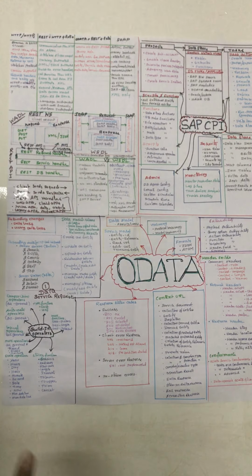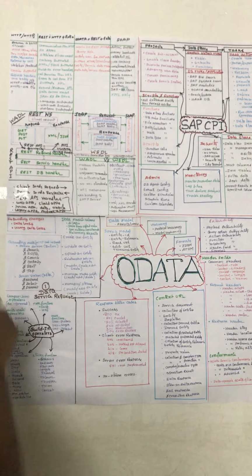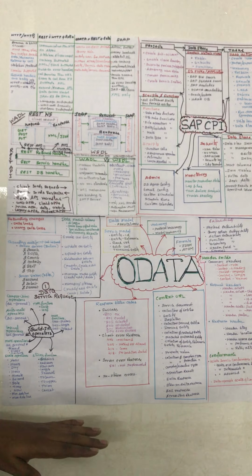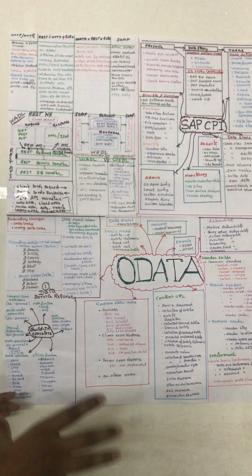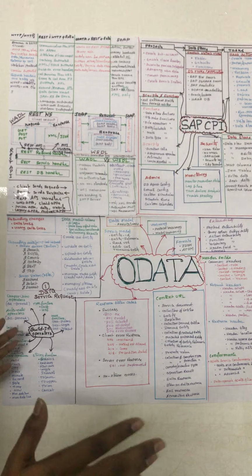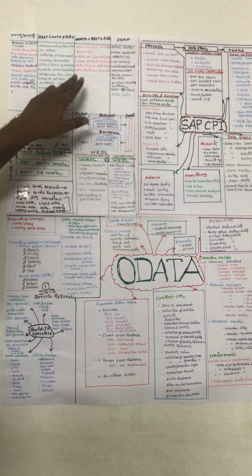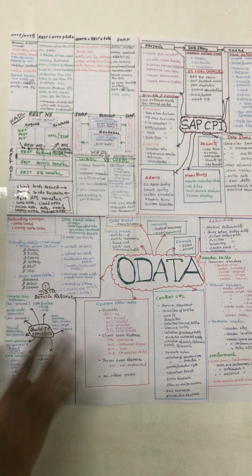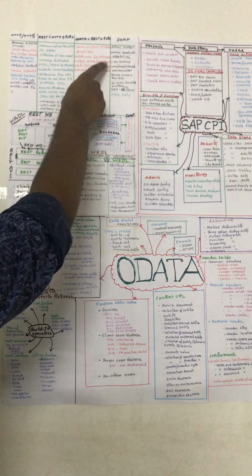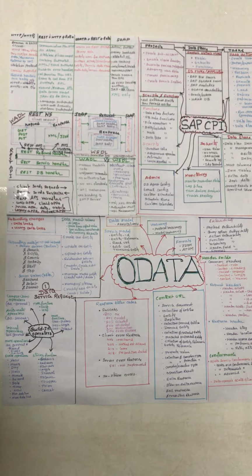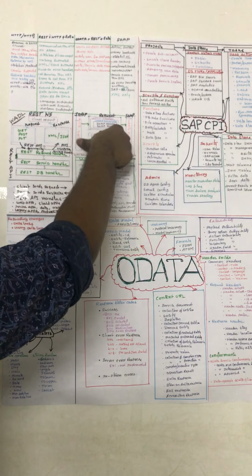SOAP, as I said, is stateful. REST is for lightweight applications, but SOAP is for heavyweight applications. For big projects where there is a lot of information, SOAP is the most preferred. RESTful web services are for lightweight applications, and OData is compatible with both, because OData is queryable and can sort through a lot of data too. But SOAP is the most preferred one.